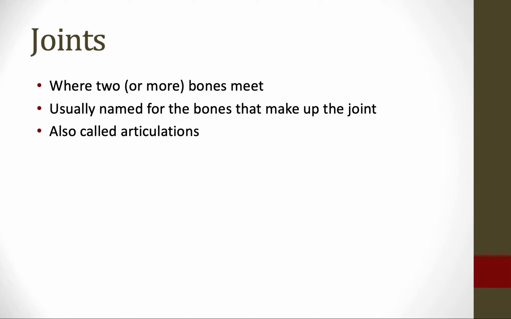We'll review different types and functions of joints. So first of all, a joint is where two or more bones meet. Usually two, but there are some cases where there are more than two. They're usually named for the bones that make up the joint. For example, the patellofemoral joint is the joint between the patella and the femur.